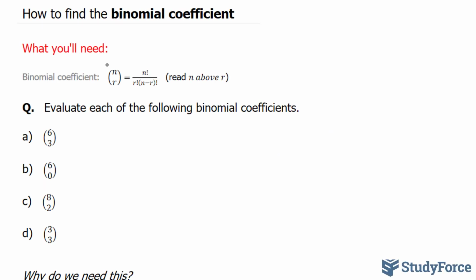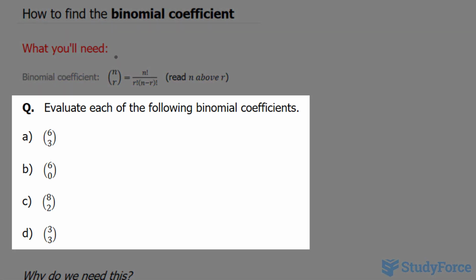In this short tutorial, I'll show you how to find the binomial coefficient. The formula for the binomial coefficient is shown on your screen right here, and this part is read n above r. The question reads, evaluate each of the following binomial coefficients. In the first one, we have 6 above 3.